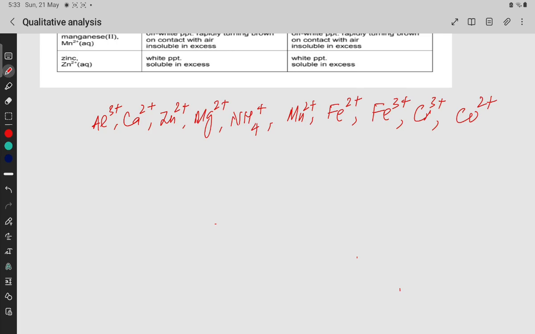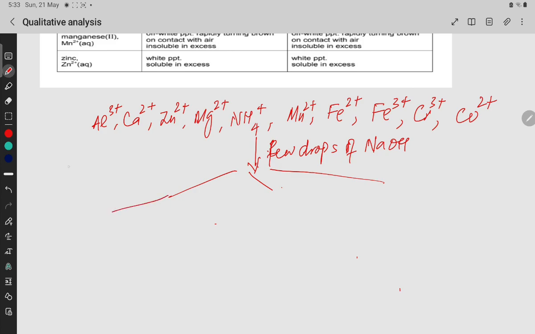So to identify these cations, first of all we add a few drops of sodium hydroxide. So there are three types of observations: white precipitates, colored precipitates, and no reaction.